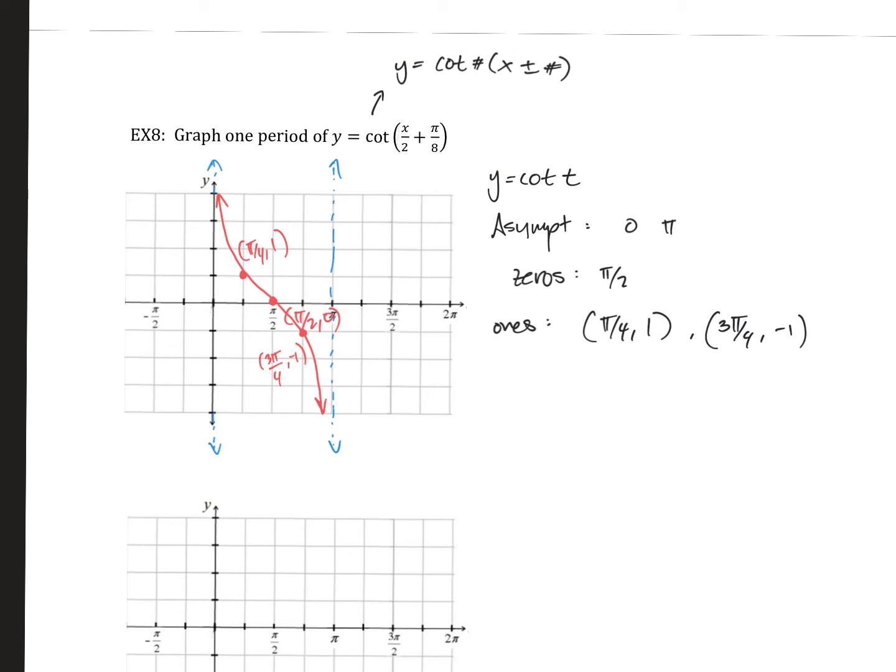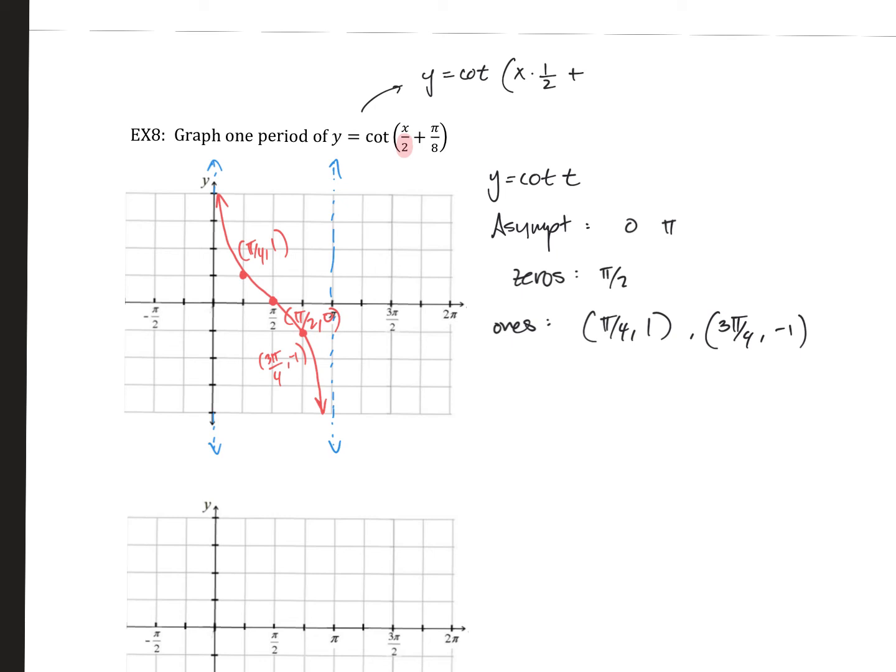Well, the method we're going to use is factoring. So we're going to factor out a number that can make our x value by itself. Usually you just factor out the number that is being multiplied to x. And what number is that? Well, that's a half. So let's rewrite this. So we have y equals cotangent of x times a half plus.